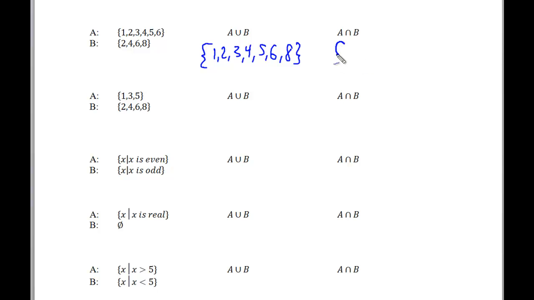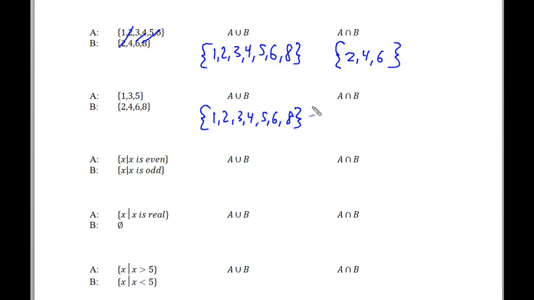Now the intersection is not going to be as big, and it never should be. The intersection of these two sets is whatever they have in common. So they both have a 2, they both have a 4, and they both have a 6. So this is 2, 4, and 6, that finite set. Now here you see that A union B is 1, 3, 5, and 2, 4, 6, and 8. So to put this in order, the union is going to be 1, 2, 3, 4, 5, 6, and 8.